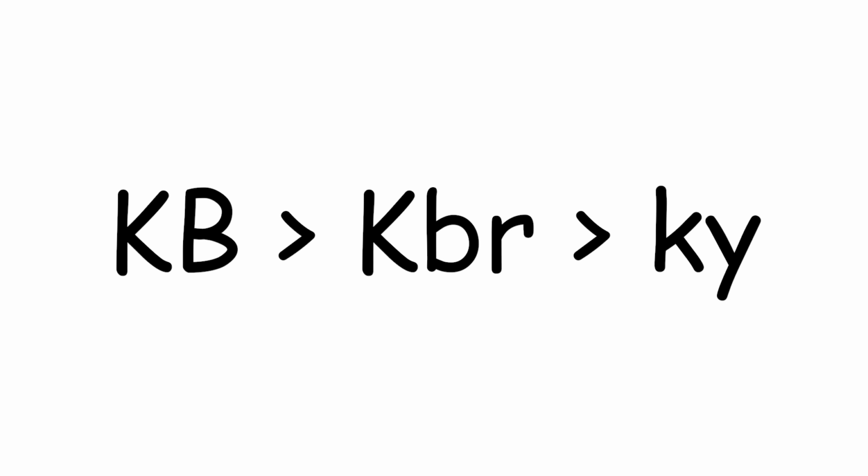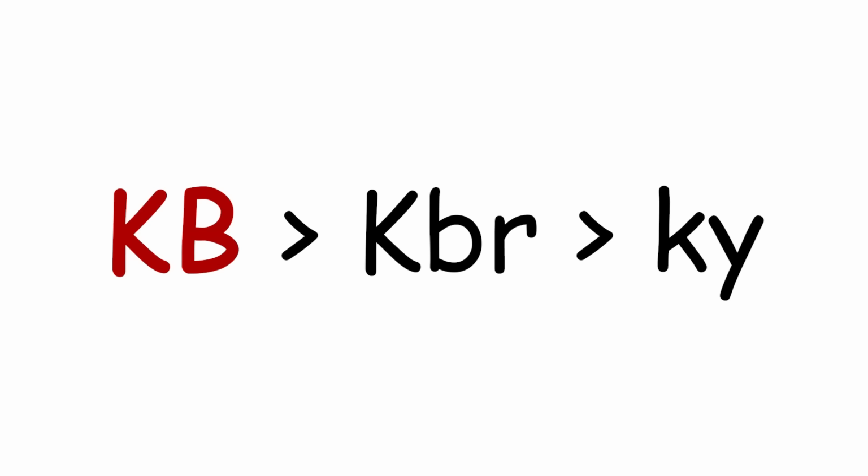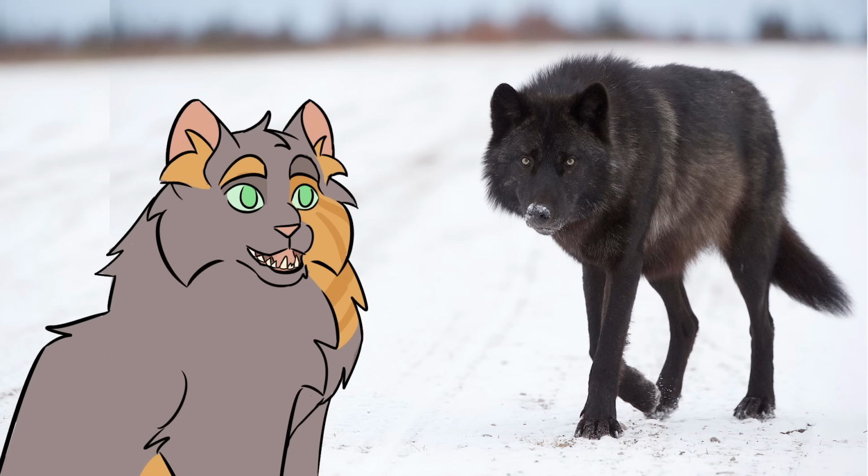The K locus has 3 alleles. The KB allele causes dominant black, in which the dog is just totally solid black with no red markings. Obviously being called dominant, it is at the top of the K locus's dominance order. Fun fact, black North American wolves get their coloration from ancient hybridization with domestic dogs. It's the same KB allele, but instead of dogs getting it from wolf ancestors, wolves got it from dog ancestors.